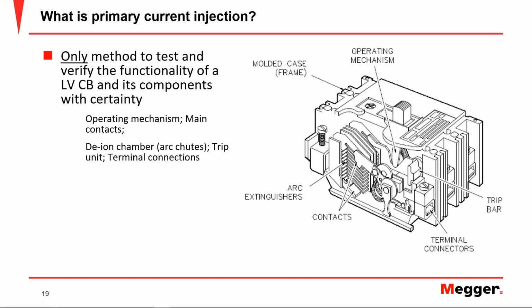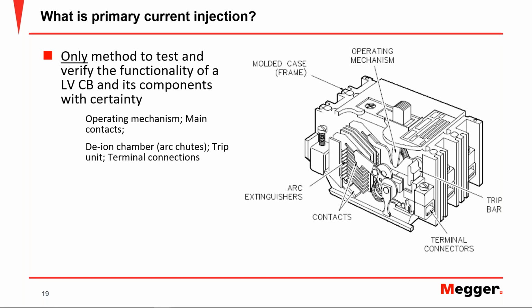Of course, you will be able to verify all the components of the circuit breaker involved in that operation, right? As you can see here, the mechanism, the main contacts, the ion chambers, the trip unit itself, the terminal connections, right? Which of course might sound like a really simple thing to check.